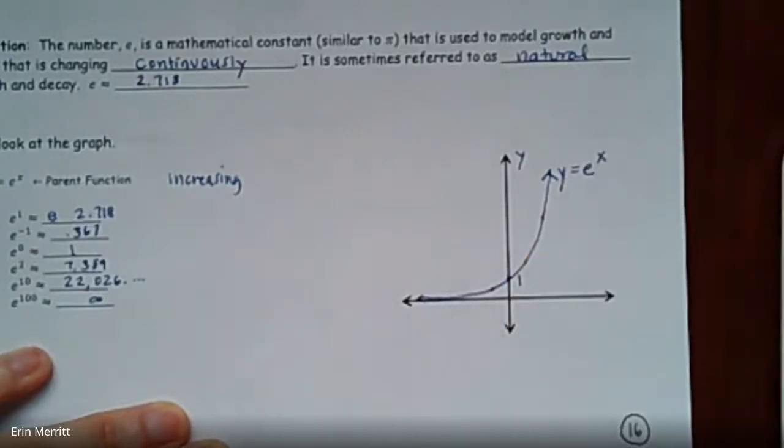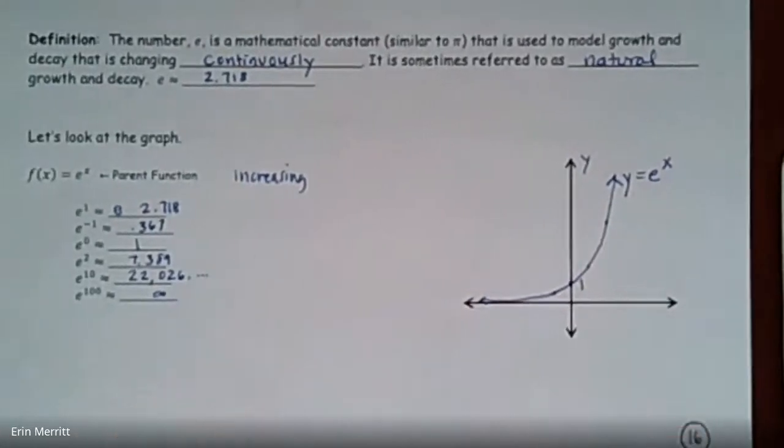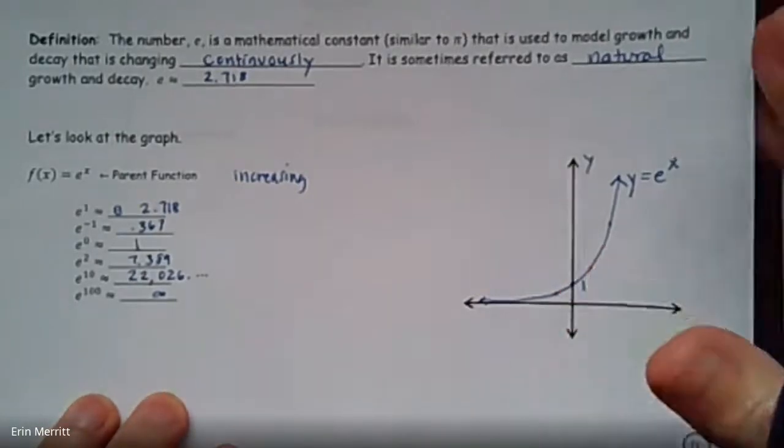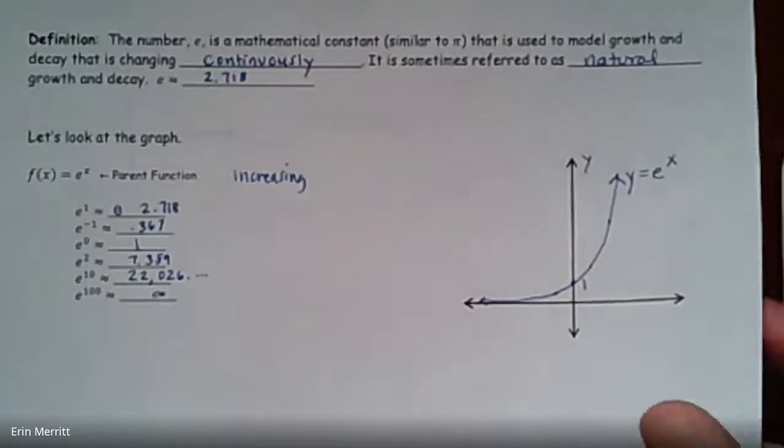So that models natural growth and decay, which all that means is that when you think about the number of babies born in a year, they're not all born on January 1st. They're born throughout the year. They're continuously being born. So that's where that vocab comes in, that it's not that they all happen on the first of the month. It's just that growth consistently keeps happening. All right, on to the next page.